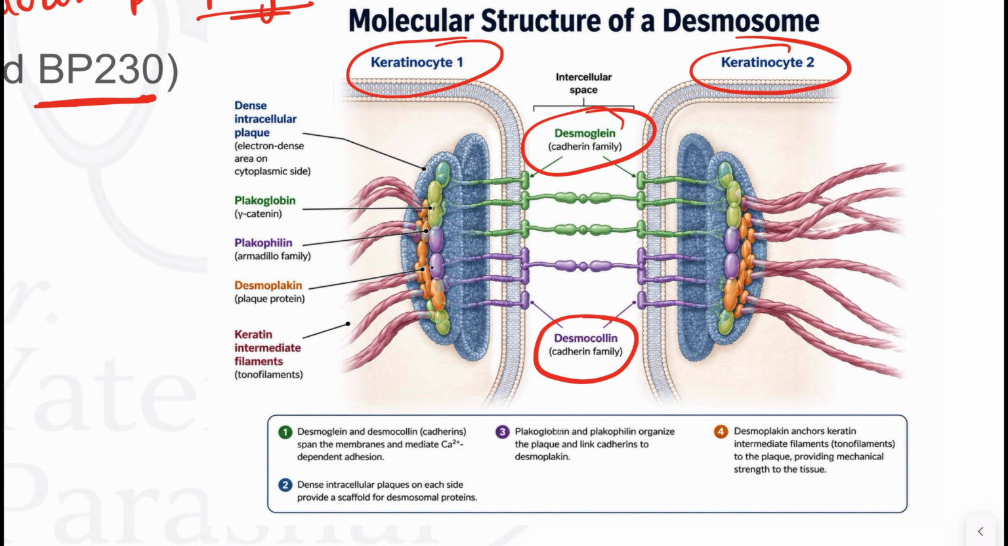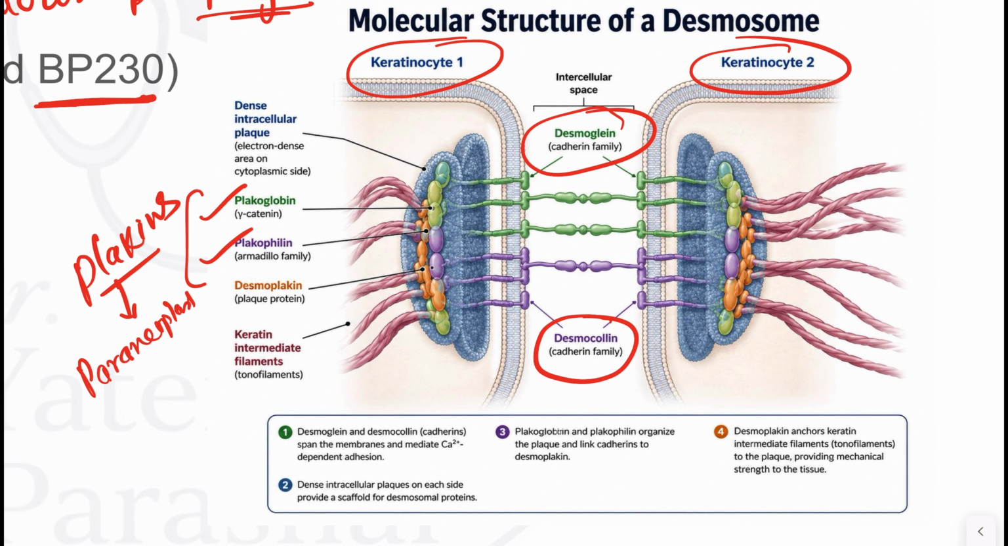Other important proteins are plakoglobin, plakophilin, and these plakins are mainly involved in cases of paraneoplastic pemphigus. And these finally get attached inside with the intermediate filaments like keratin filaments.